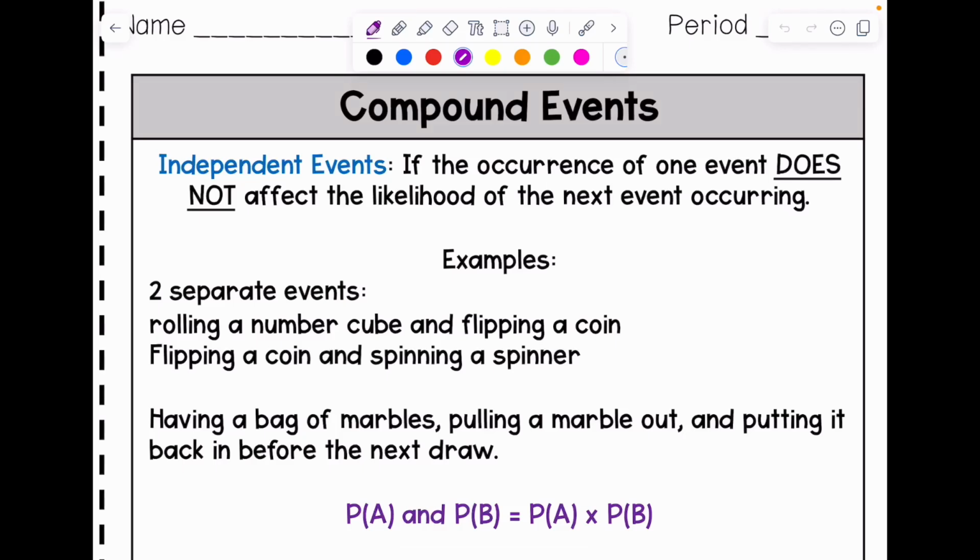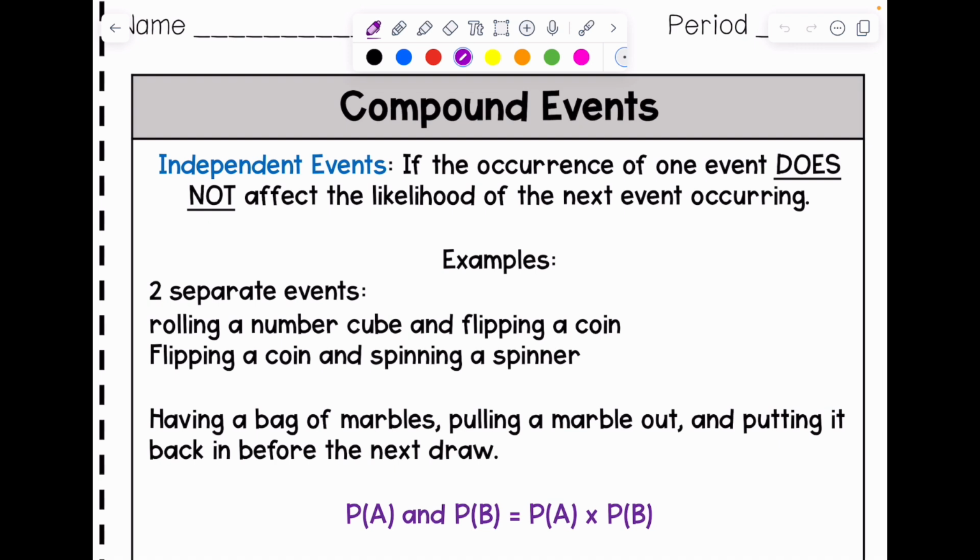Hi, 7th graders. Today we're going to be talking about compound events in probability. So just a quick little reminder, probability is the likelihood of an event happening, and so we can express it as a number between 0 and 1, as a fraction, a decimal, or a percent.